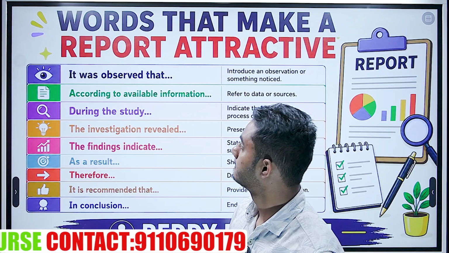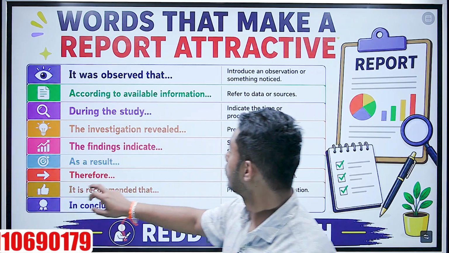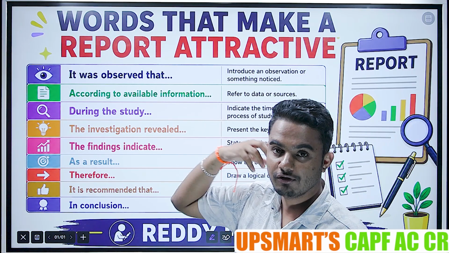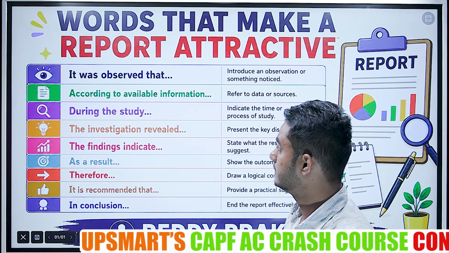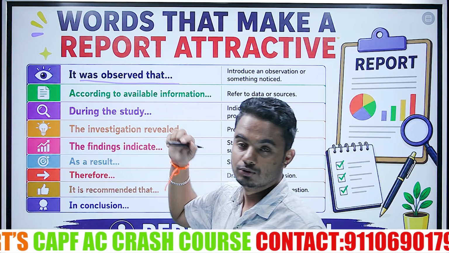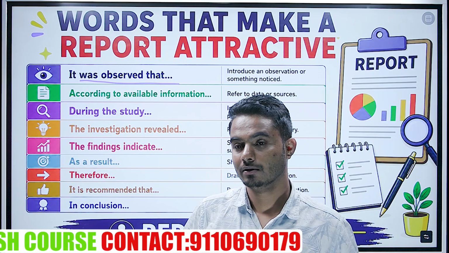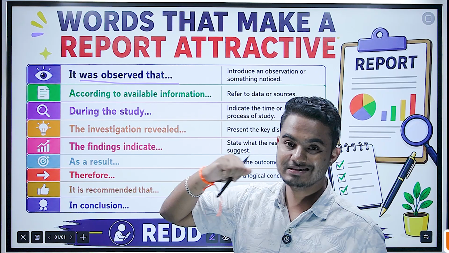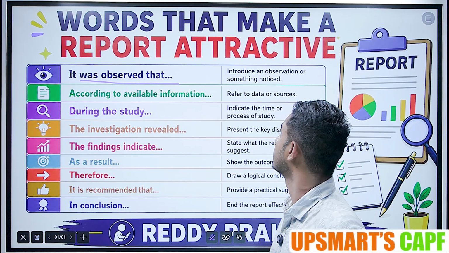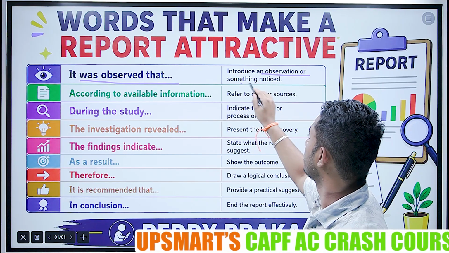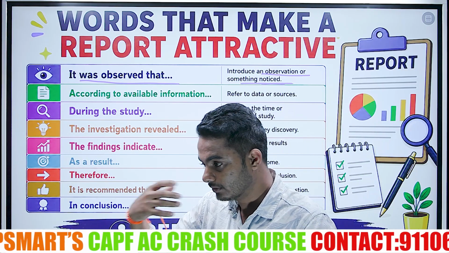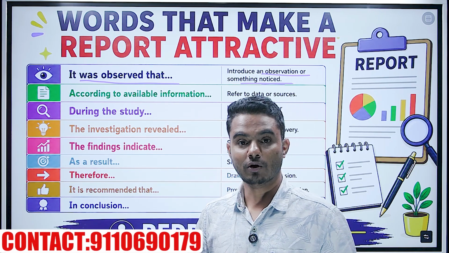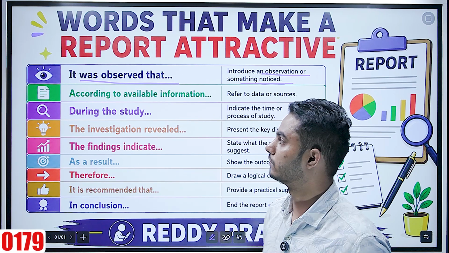Next, I told you about words that make a report attractive. I'll give you a few examples. That is official tone. See, "it was observed that." Don't keep it like "in my opinion" or "I observed that." Don't keep like that. "It was observed that" is a third party, official tone. Introduce it as an observation or something noticed. If you have noticed something, keep it like "it was observed that," "it was recorded that," "it was mentioned that." Those things you can use.